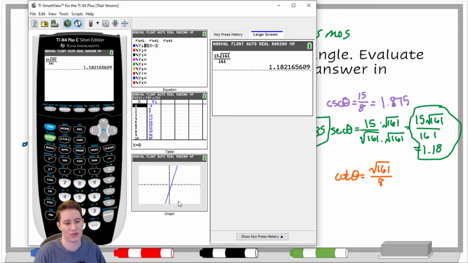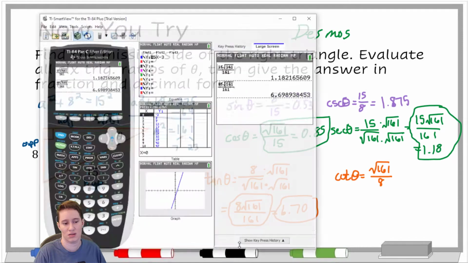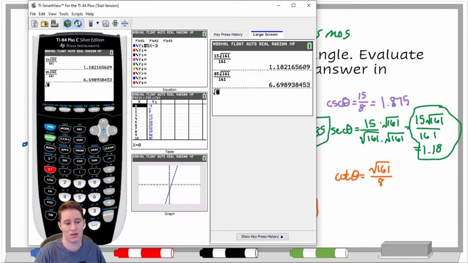I'm going to go up and just change this 15 to an 8, and get 6.70. And then we need square root of 161 over 8. 1.59.